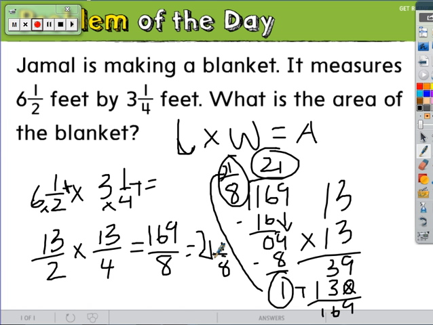So there's our answer. So the area of the blanket is 21 1/8 feet. Okay?